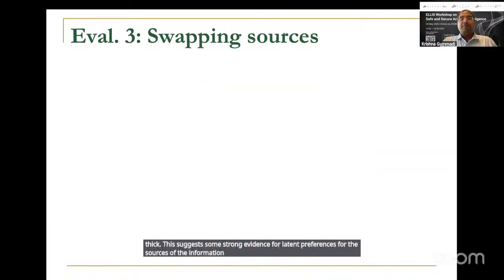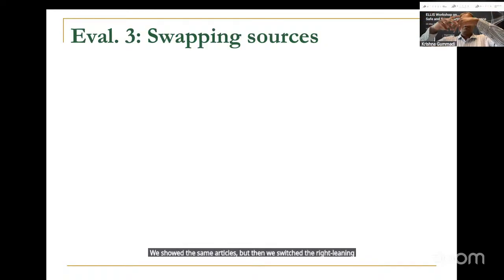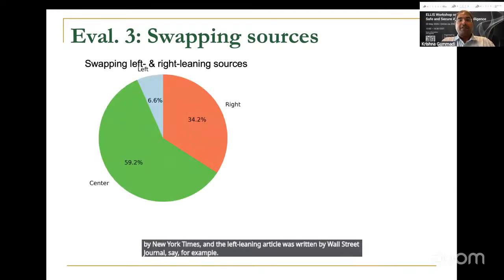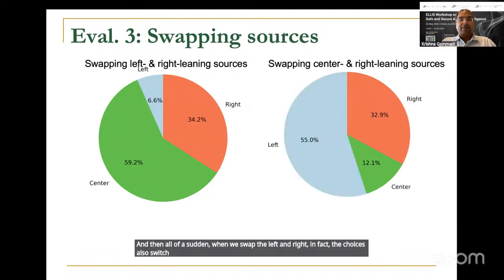And to further confirm this, what we did was a simple experiment where we swapped the sources. That means we showed the same articles, but then we switched the right-leaning and the left-leaning sources. So we posed as if the right-leaning article was written by New York Times and the left-leaning article was written by Wall Street Journal, say, for example. And then all of a sudden, when we swap the left and right, in fact, the choices also switch in a very predictable manner. And the same thing with center and right as well.